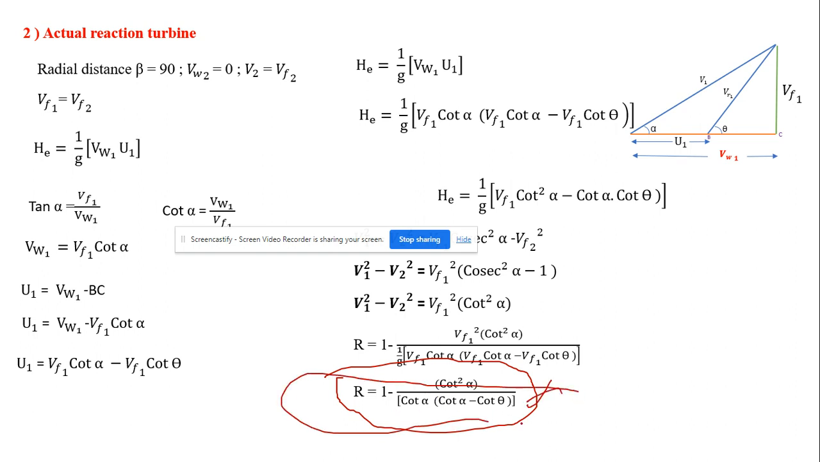This is a very important equation. Based on this, many questions will appear in the exam.